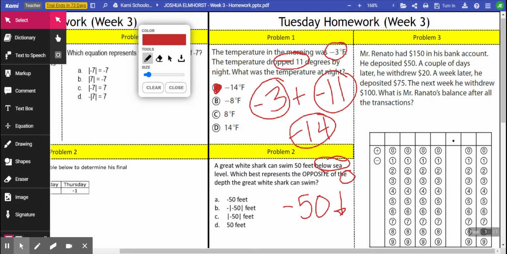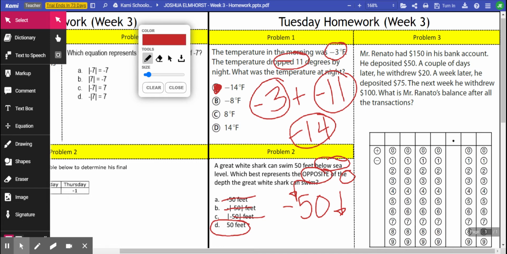And the question is asking, what is the opposite of this? What is the opposite of -50? That's just going to be 50. So this is asking for absolute value, which would sort of be close to what it's asking, but it's asking for the opposite. That's negative, that's negative. So D would be the most correct answer.